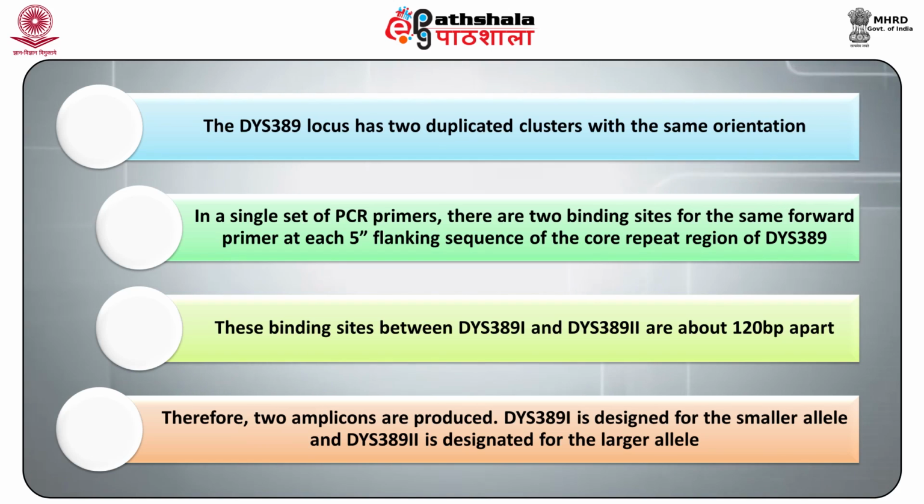The DYS389 locus has 2 duplicated clusters with the same orientation. In a single set of PCR primers, there are 2 binding sites for the same forward primer, at each 5' flanking sequence of the core repeat region of DYS389. These binding sites between DYS389I and DYS389II are about 120 base pairs apart. Therefore, 2 amplicons are produced. DYS389I is designated for the smaller allele and DYS389II is designated for the larger allele.